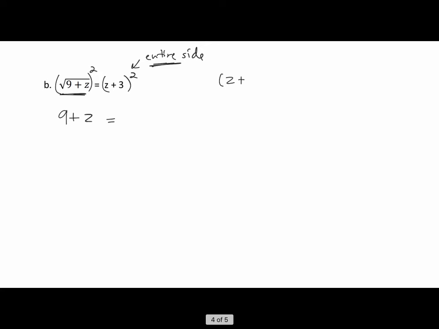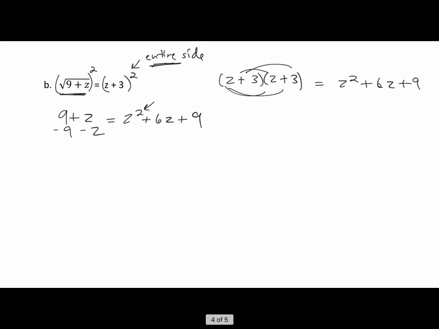On the right side, I have to multiply that z plus 3 times another z plus 3, so that's going to be z squared plus 3z plus 3z plus 9. So z squared plus 6z plus 9. Now I can see that this is a quadratic equation. So I need to get 0 on one side. I'm just going to opposite these terms here. So minus 9 from both sides and minus z. Then I'll have 0 on the left side. z squared plus 5z, and then that cancels to 0, so just that.